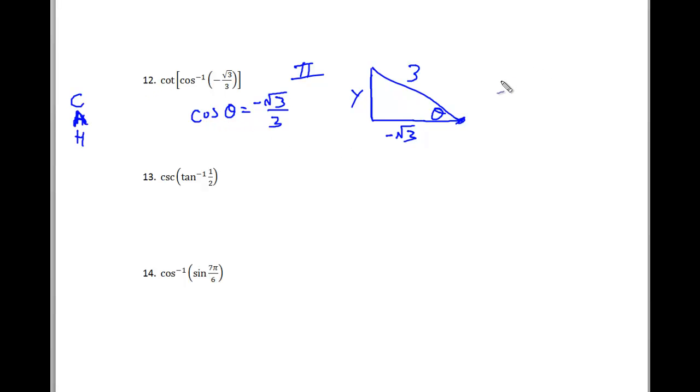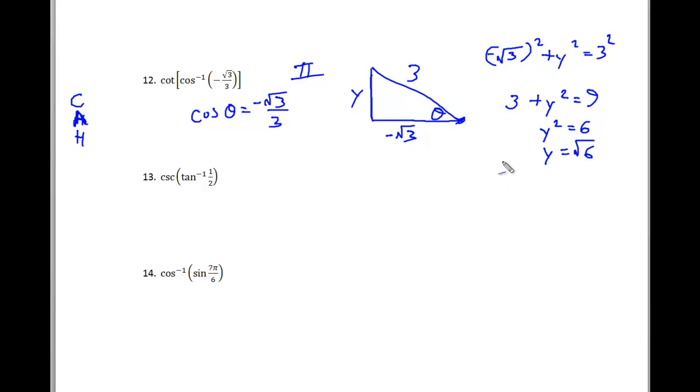So what we're going to do here is say, if I have the negative square root of 3 quantity squared plus y squared is equal to 3 squared. So this right here makes a 3, plus y squared is equal to 9. To see that out, a negative times a negative is positive, and the square of any square root is itself. So y squared is equal to 6, and then we take the root of both sides. y is equal to the square root of 6. So with that in mind, that is our y value, the square root of 6.